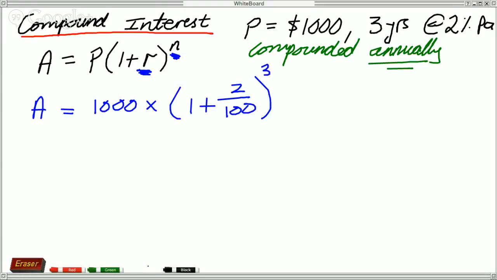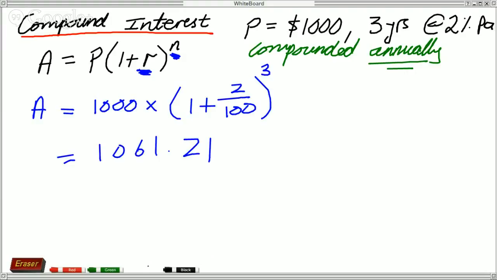So our total amount equals 1,000 times 1 plus 2%, which is 2 on 100, to the power of 3. Type that into the calculator, times 1,000. And what do we get? We get 1061.21. Okay, so that is the total amount after 3 years.